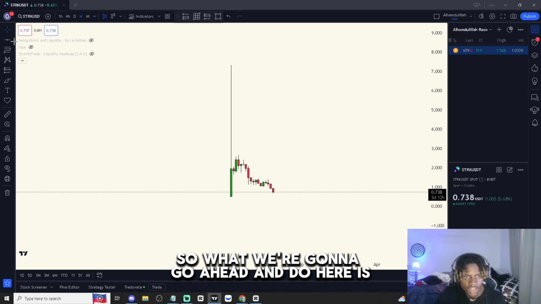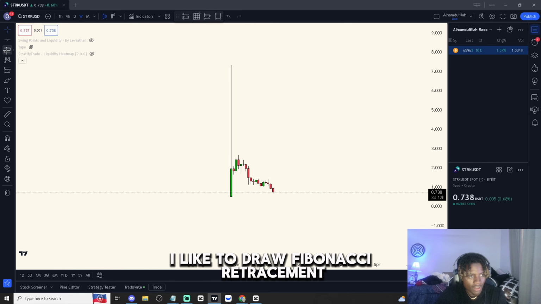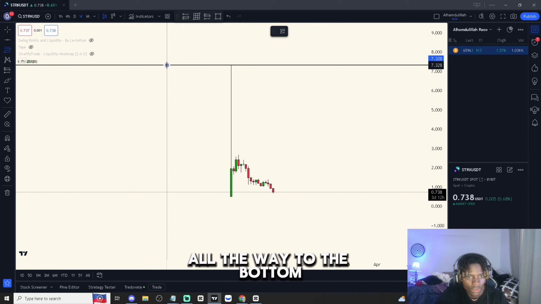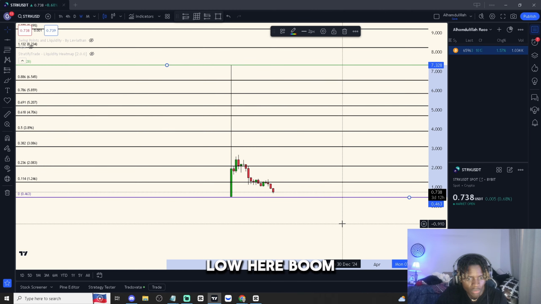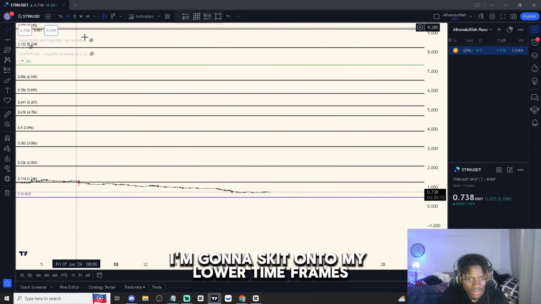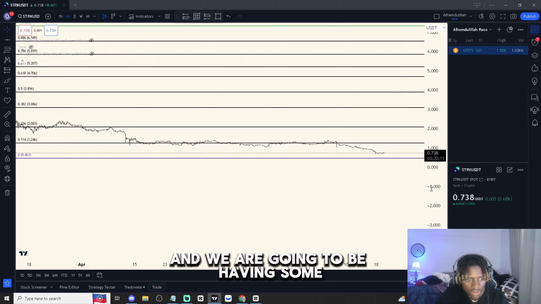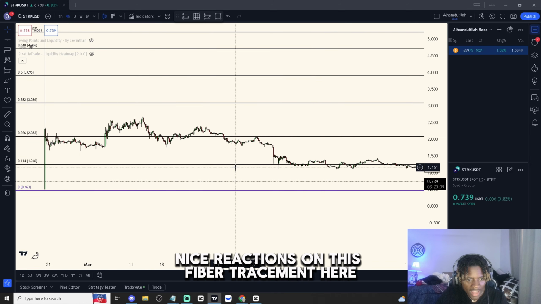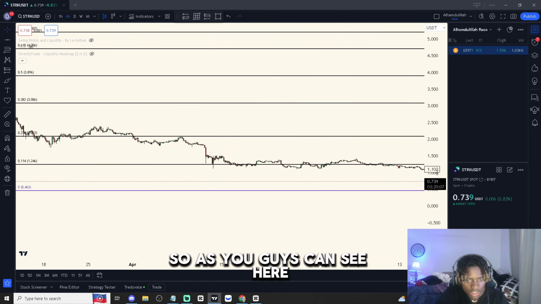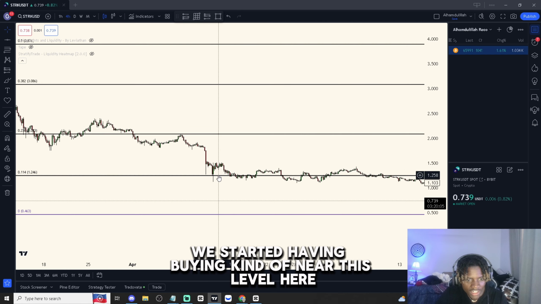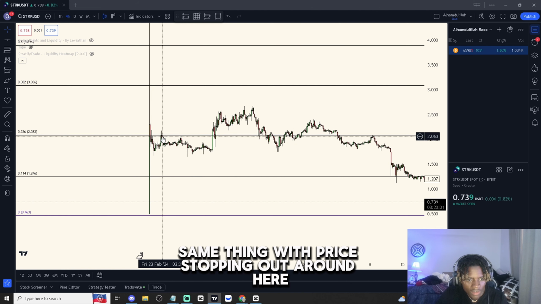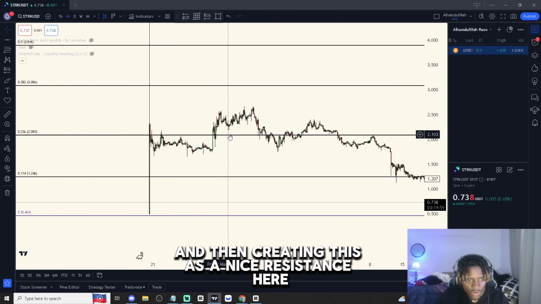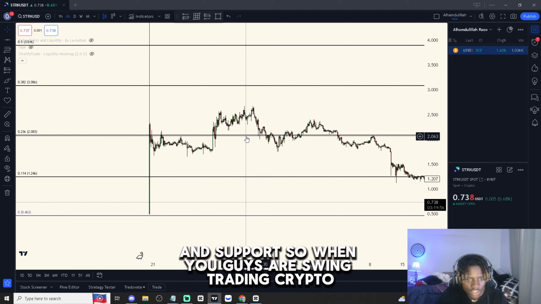What we're going to do here is draw a Fibonacci retracement from the very top of the level all the way to the bottom. I'm going to draw it to the bottom of this low here. Boom. As you can see, I'm going to scale down to my lower time frames, and we are going to be having some nice reactions on this fib retracement. We started having buying near this level here, having some nice bounces. Same thing with price stopping out around here, having a nice short setup, and then creating this as a nice resistance and support.